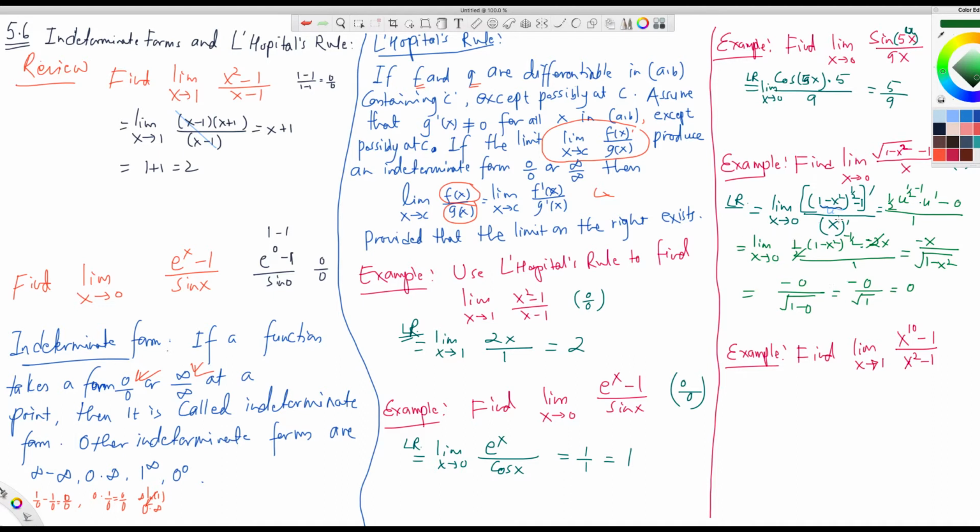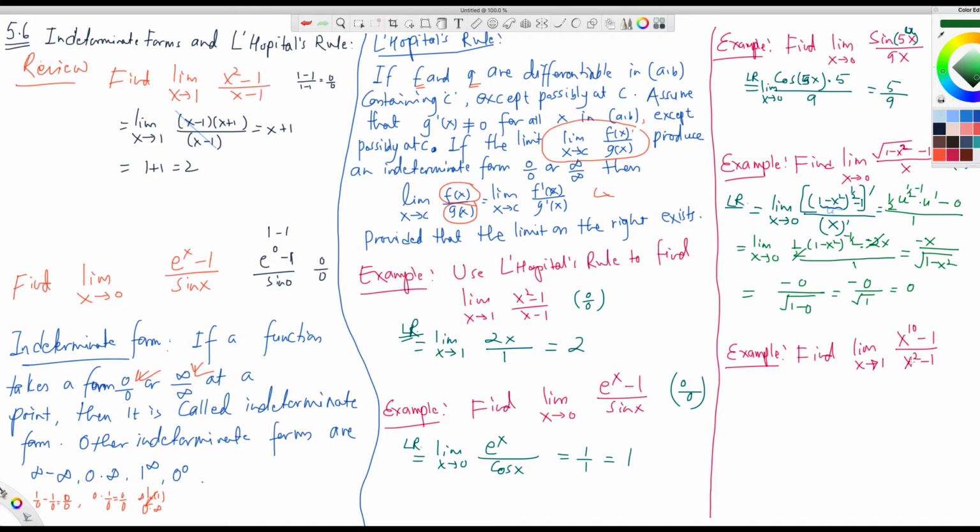So without the L'Hopital's rule, it was almost impossible. You can do the conjugate, but that takes a long time, right? So some of the problems you need to use L'Hopital's rule to find out the limit, otherwise it will be very complicated. Okay, let us do this example.